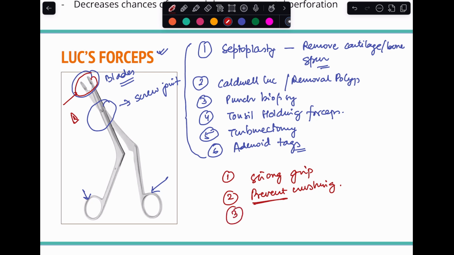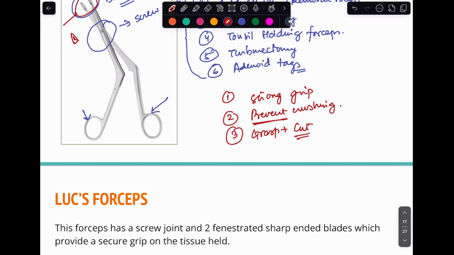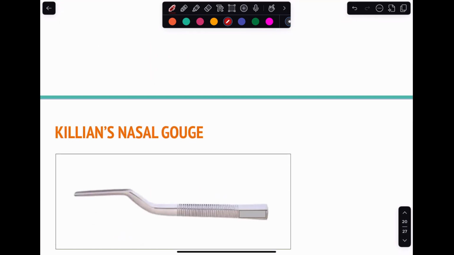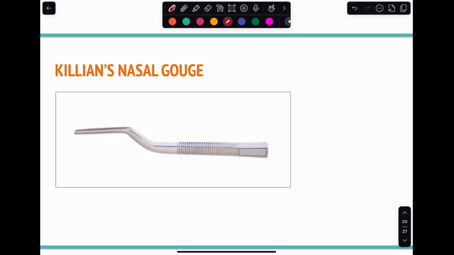And lastly, the third important advantage is that it is very good for grasping as well as cutting simultaneously. So these are the different uses and the different advantages of using Lux forceps. And the primary use of Lux forceps in septoplasty is to remove any cartilage or bony parts that you're removing from the deviated septum, as well as removal of the spur. Next, let's move on to our next instrument, which is the Killian's nasal gouge.